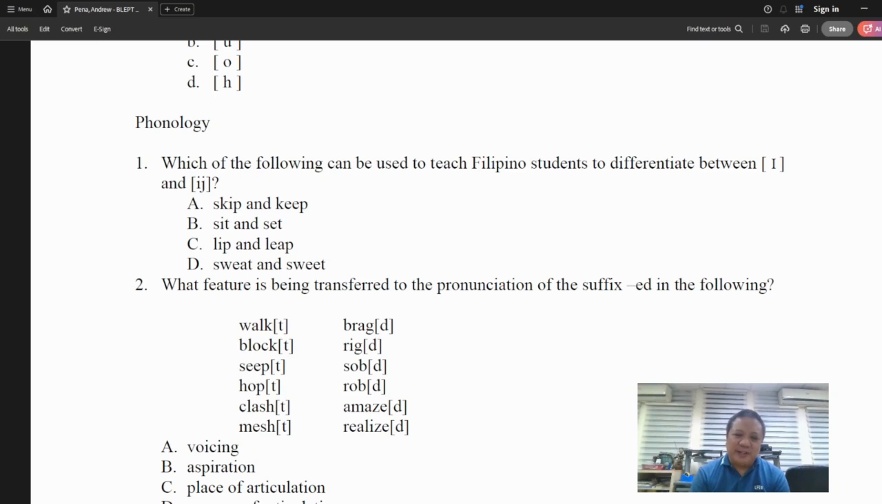For B, sit and set, yes, they're minimal pairs, but they don't involve the E and the E. Rather, they involve the E and the E. Now for D, sweat and sweet, yes, they're minimal pairs, but they involve the E and the E. So the answer is C, lip and leap. You have the E and the E.